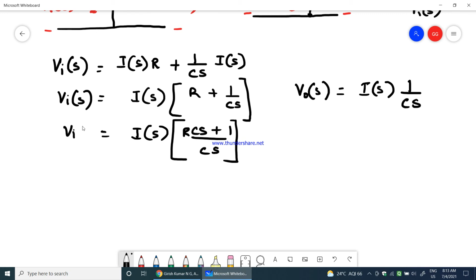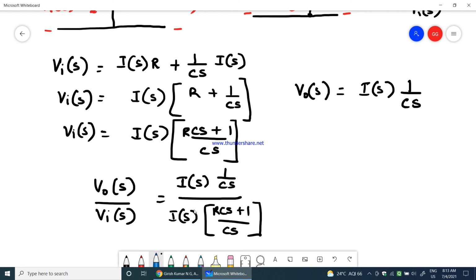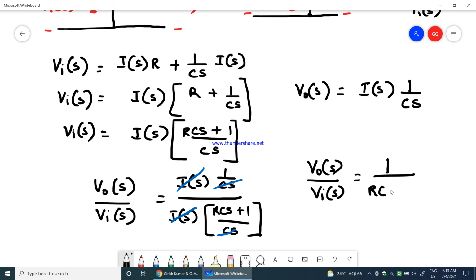V in of S. Now the transfer function V out of S by V in of S would be equal to, just divide this with this. So it is I of S into 1 over Cs divided by I of S into (RCS plus 1) by Cs. So here I of S gets cancelled, Cs gets cancelled. Therefore you see that V out of S by V in of S is equal to 1 over RCS plus 1.